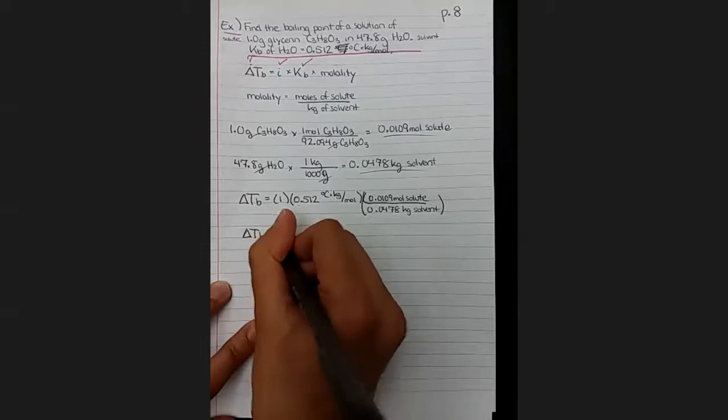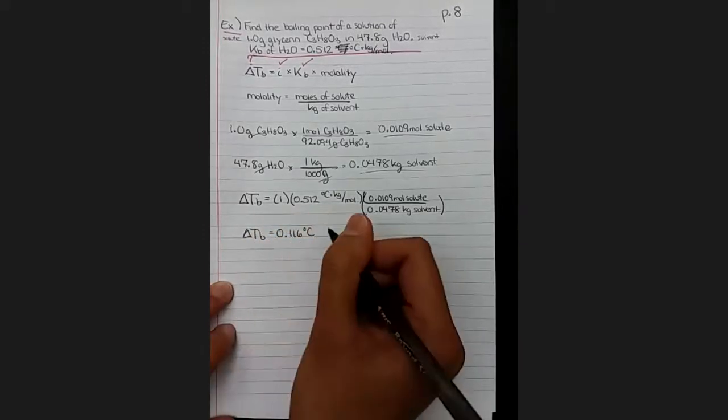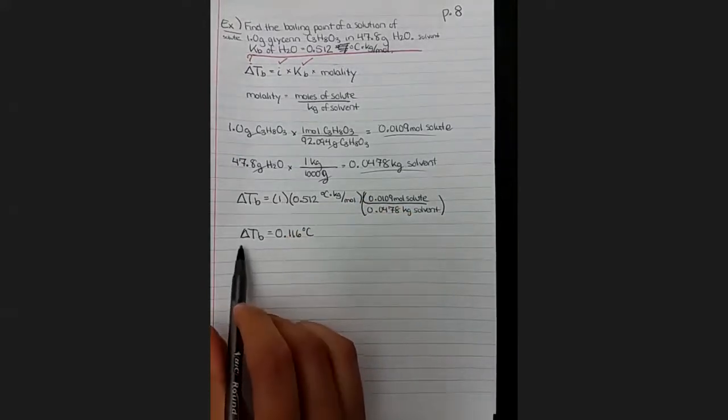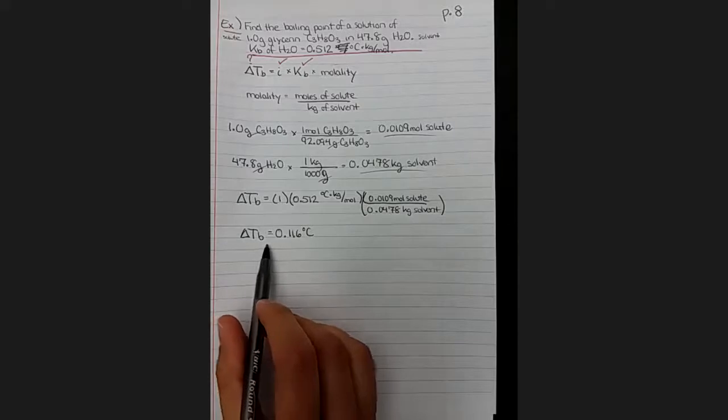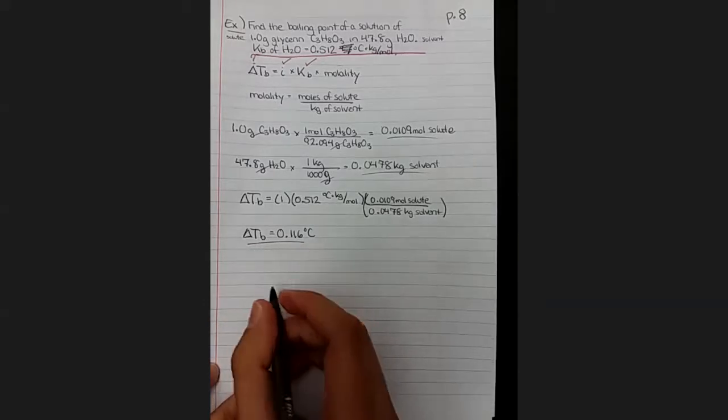All right, math happens here. And you shouldn't get a very big number because it takes a lot of solute to shift the boiling point by an appreciable amount. So if you end up with a change in temperature that's greater than 10 degrees, think again and check your math. So our boiling point shift is 0.116 degrees Celsius.